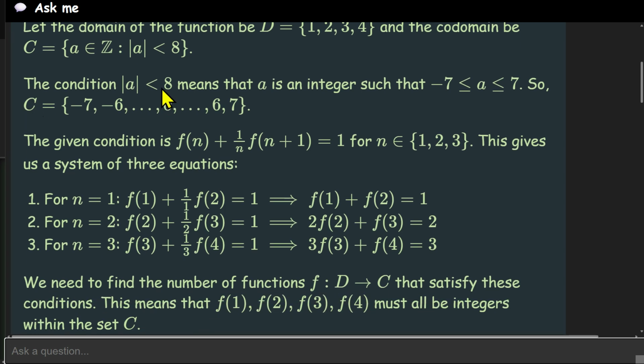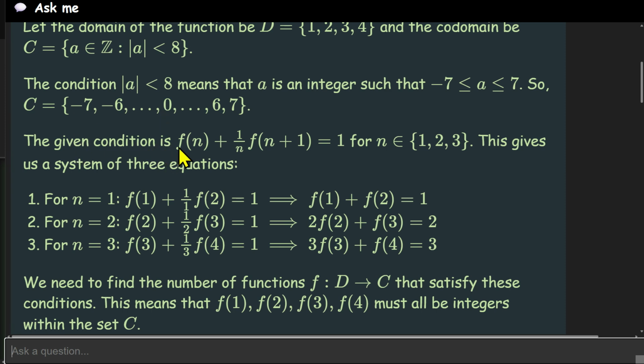The condition |a| less than 8 means a is an integer such that a goes from -7 to 7. |a| less than 8, that means it is an integer. a is an integer such that -7 is less than or equal to a, which is less than or equal to 7. That means in the codomain C, all the integers between -7 and 7, including -7 and 7, so the total is 15.